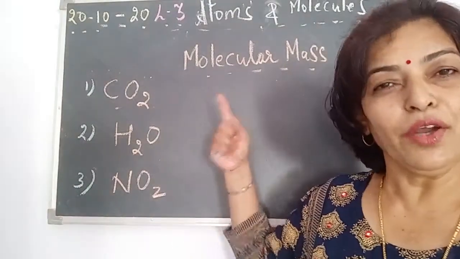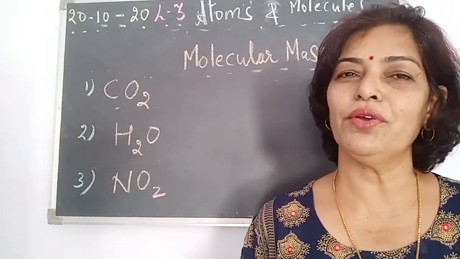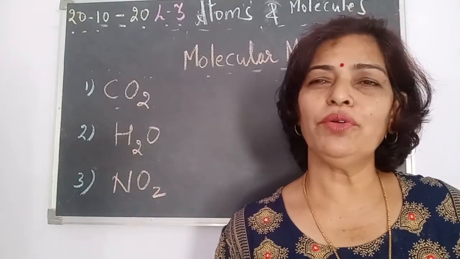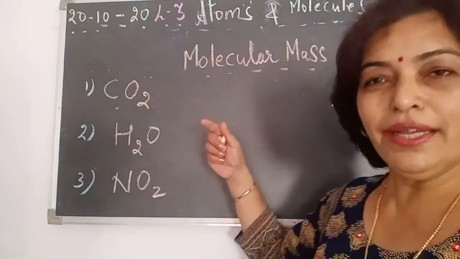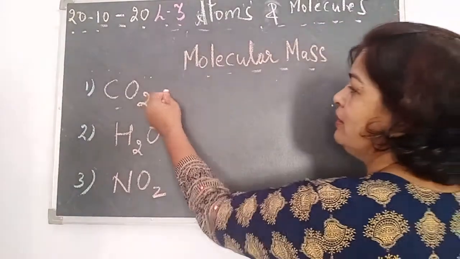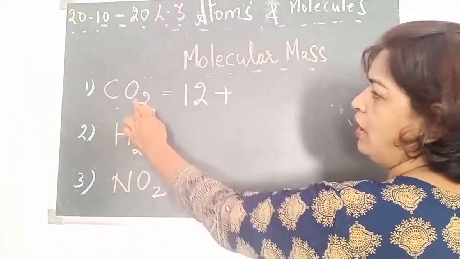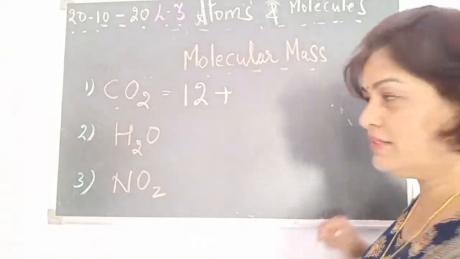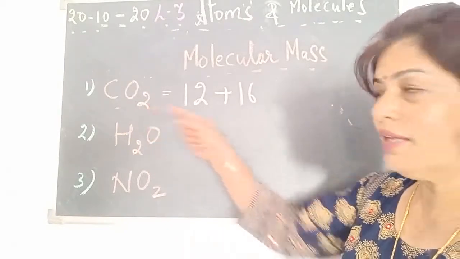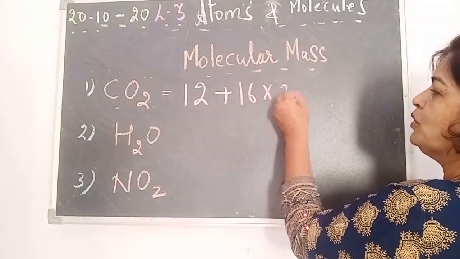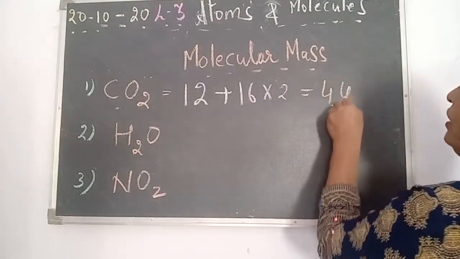Now the atomic masses of these atoms will be given in your question paper, and they are already given in your textbook also. Children, what we have to do is just a simple mathematical calculation. You can take the help of the book. What is the atomic mass of carbon? It is 12. Oxygen is 16. Now how many atoms of oxygen are there? Two are there, so it will be 16 into 2. And what will be our answer? 32, so the total will be 44.